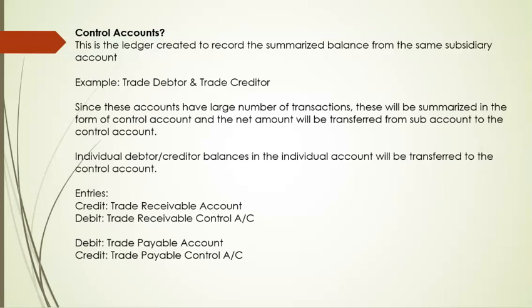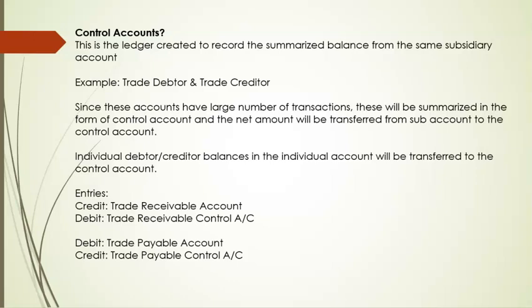So if you take trade debtors, that means the trade receivable account. Normally, if a credit sale happens, what do you do? You credit the sales account and debit the trade receivable account. Now from this trade receivable account, you are going to transfer the balance or summary amount to the control account. For that, you credit the trade receivable account, so that the trade receivable account will become nil or zero, and you debit the trade receivable control account, and this trade receivable control account will be taken to the trial balance.